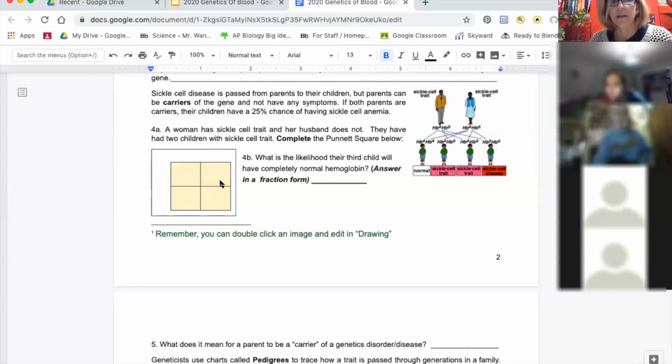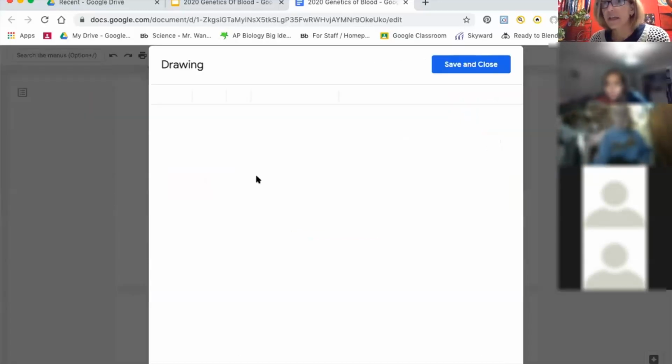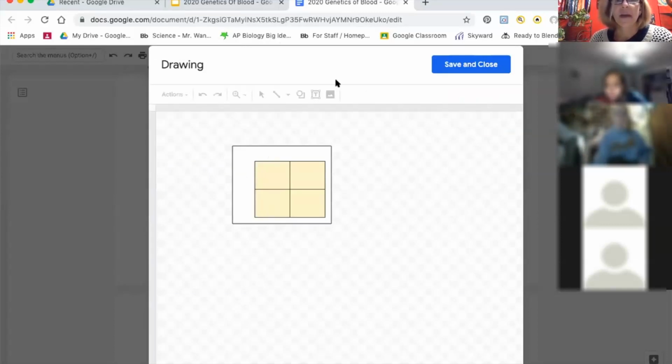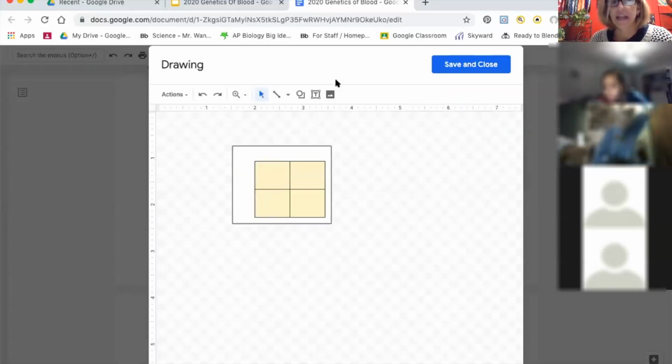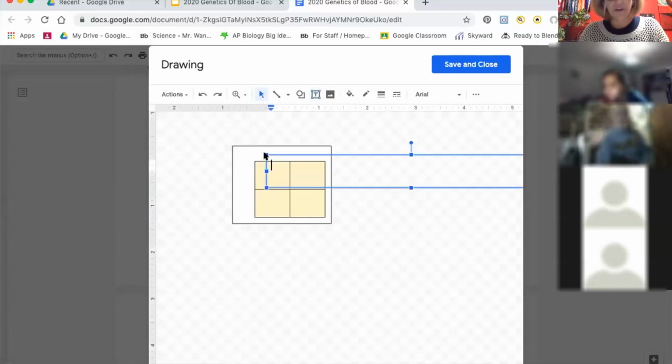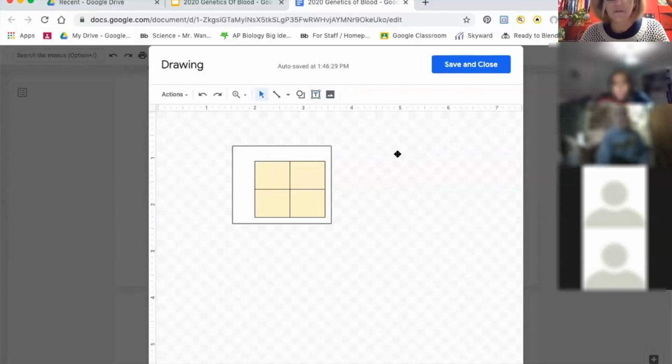So to complete the Punnett Square, I double click my drawing, and then I need to select the letters. So I'm selecting letters. Some of you have figured this out, some of us haven't. So I can move my letters around.